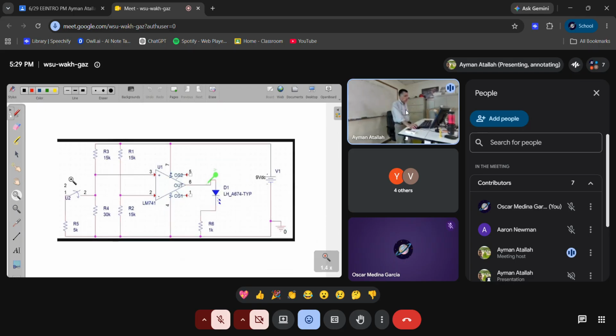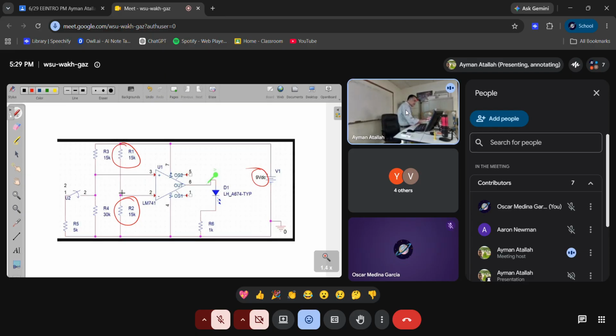Okay, so we are going to simulate this. Here I use the operational amplifier as a comparator. I have these two resistances here. This resistance and this resistance are exactly equal, 15K and 15K. And I applied here a voltage of 9 volt.